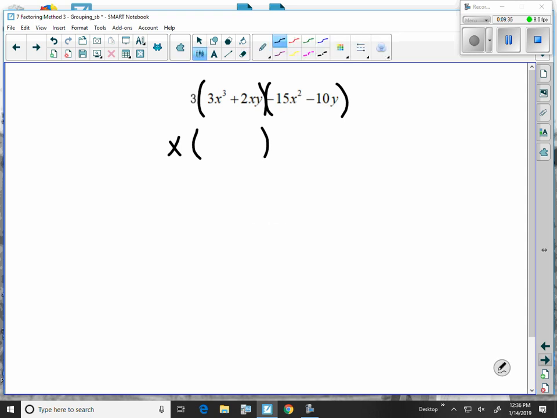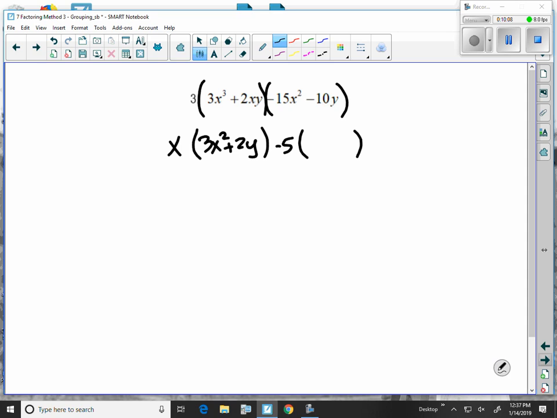So when I pull an x out of this 3x cubed, what do I have left? 3x squared. What happens when I take an x out of 2xy? I have plus 2y. Is there a common term between negative 15x squared and negative 10y? Negative 5. Is that it? Yeah, that's it. So you pull out a negative 5.